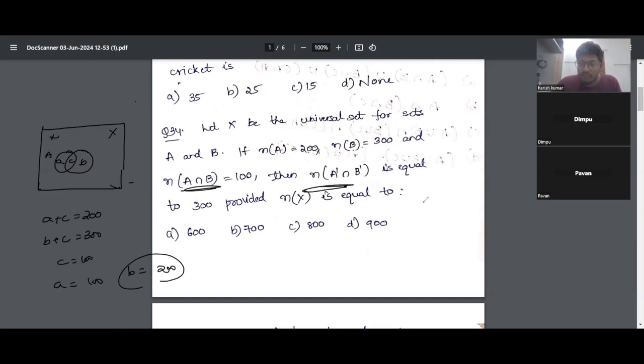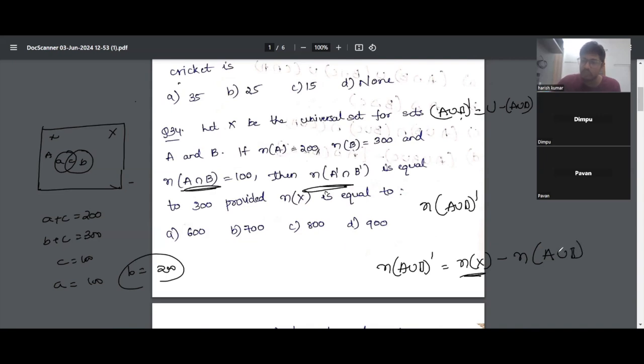What is A complement intersection B complement? A union B whole complement. What is A union B whole complement? It is nothing but the universal set minus A union B. That's it, no? That means n of A union B complement will be n of X, X is the universal set here. That's why I'm taking n of X minus n of A union B.